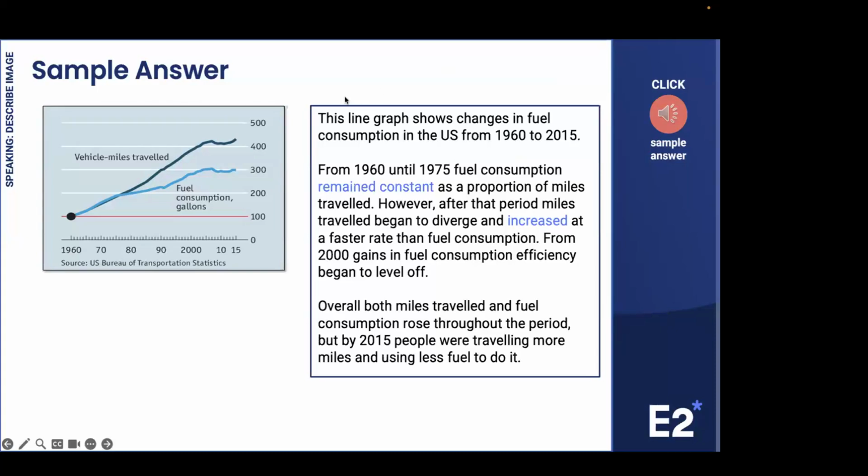Okay, so following through the model answers, listening and reading at the same time. This line graph shows changes in fuel consumption in the US from 1960 to 2015. From 1960 until 1975, fuel consumption remained constant as a proportion of miles travelled. However, after that period, miles travelled began to diverge and increased at a faster rate than fuel consumption. From 2000, gains in fuel consumption efficiency began to level off. Overall, both miles travelled and fuel consumption rose throughout the period, but by 2015, people were travelling more miles and using less fuel to do it.